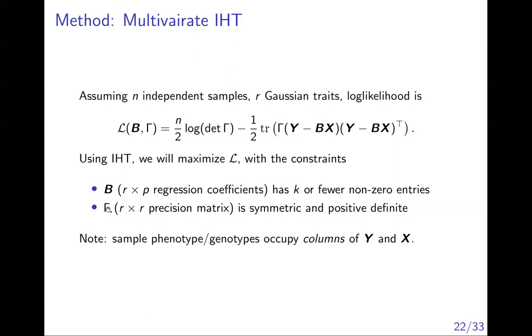And the precision matrix gamma has to be symmetric and positive definite because it's the inverse of a symmetric and positive definite matrix. And how are we going to do that? Of course, we're going to use IHT.